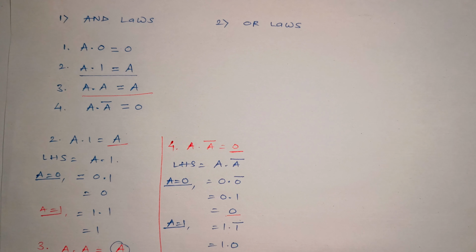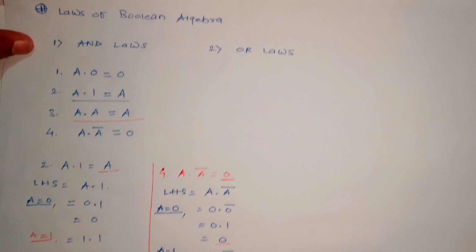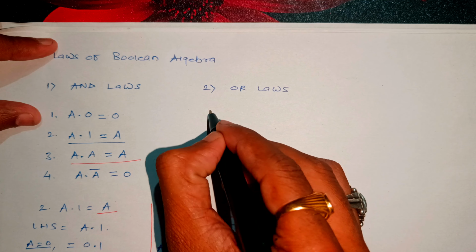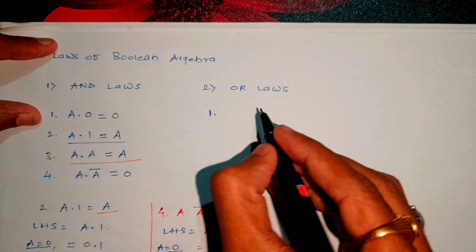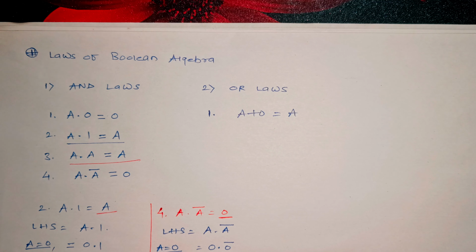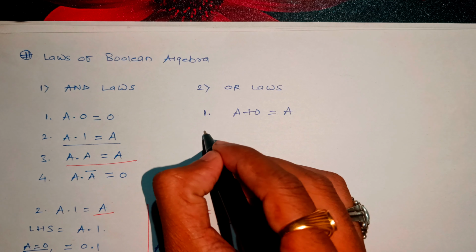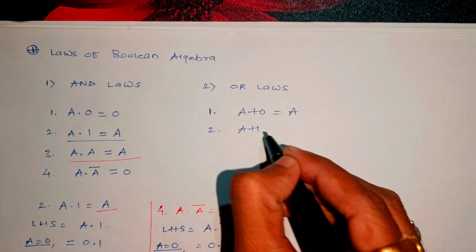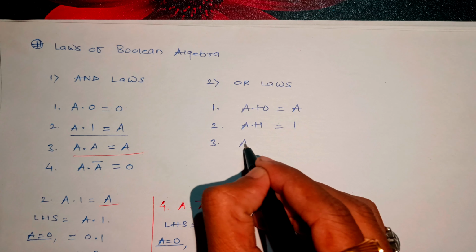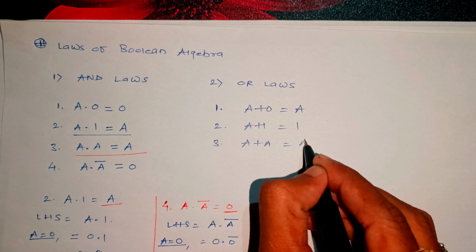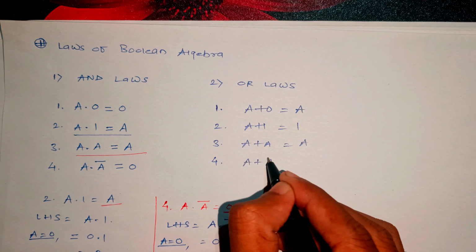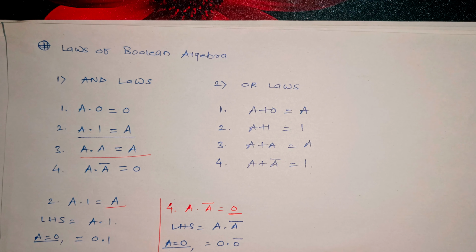Now let us go for the counterpart, the OR laws. Same terms I am taking here. A plus 0 will be equal to a. Fine. Second, a plus 1 will be equal to 1. Third, a plus a will be equal to a. And the fourth one, a plus a bar will be equal to 1.